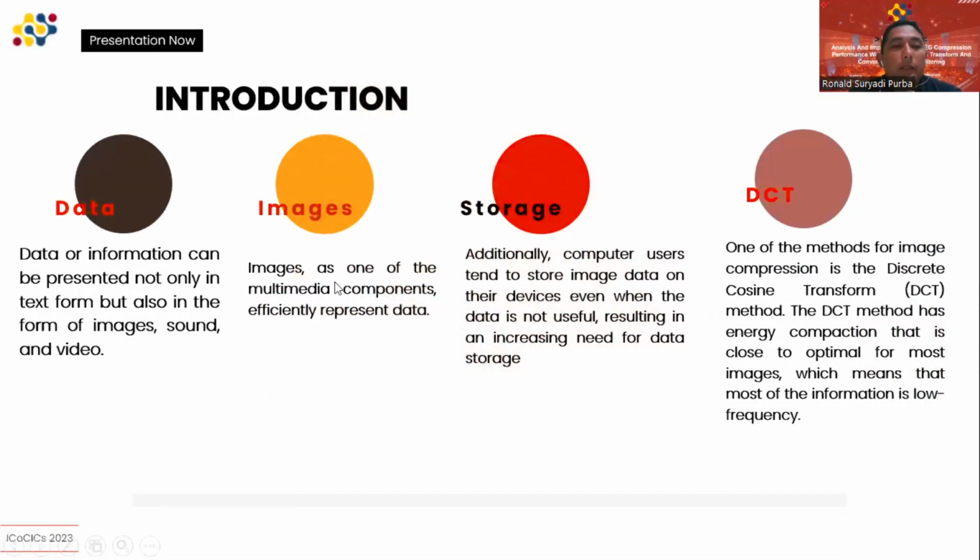Data or information can be presented not only in text form, but also in the form of image, sound, and video. Image, one of the multimedia components, efficiently represents the data. Additionally, computer users tend to store image data on their devices even when the data is not useful, resulting in an increasing need for data storage. One of the methods for image compression is DCT. The DCT method has energy compaction that is close to optimal for most images.